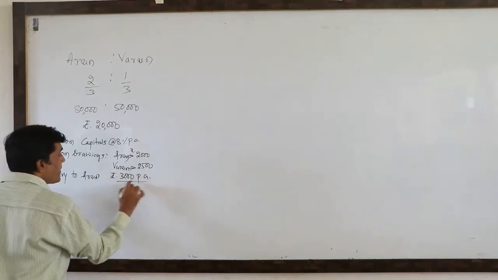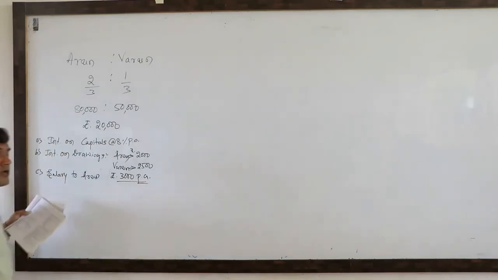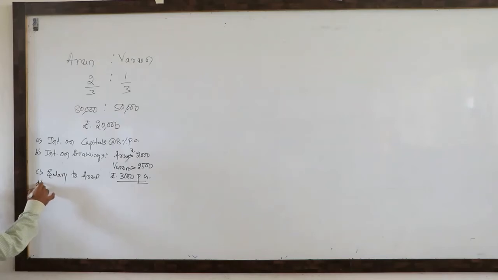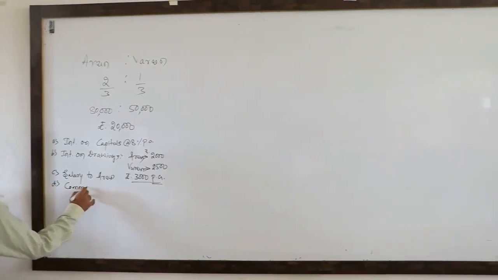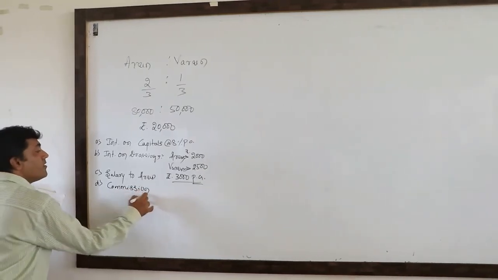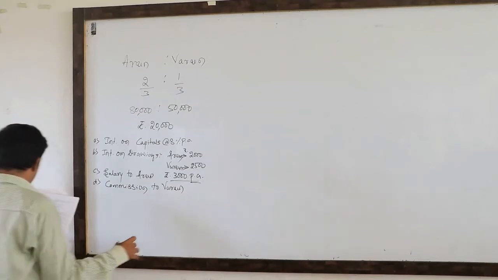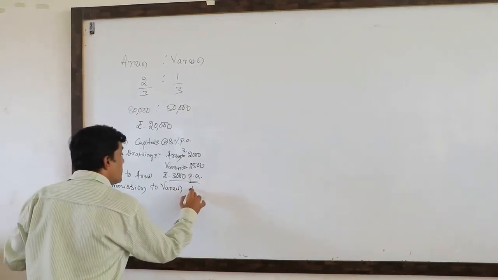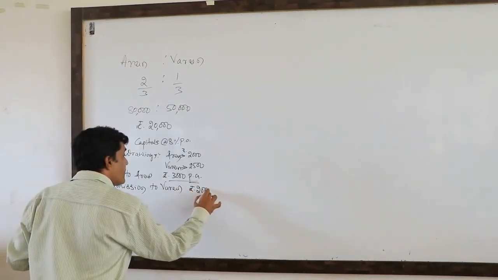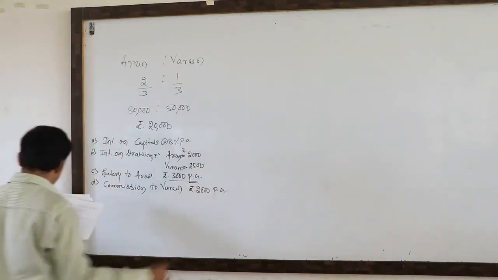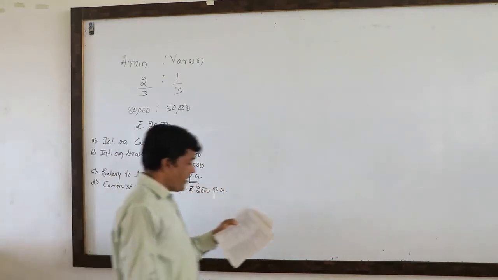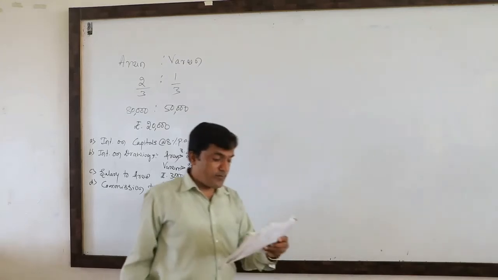Dear students, this is very important. Per annum is very important. This is the annual salary. The last adjustment, commission to Varun, rupees 2,000 per annum. So with this information, we need to prepare a profit and loss appropriation account.